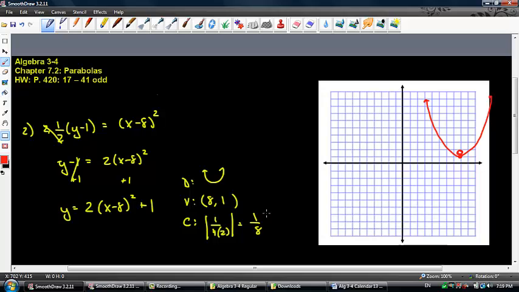My directrix is going to be 1/8 of a step lower. And it has to be on the outside of the parabola. So that is the line for my directrix.